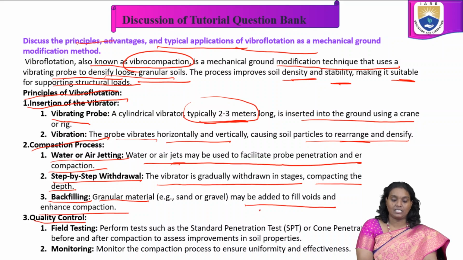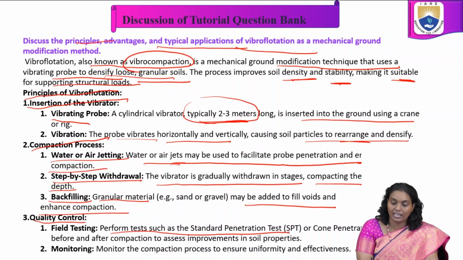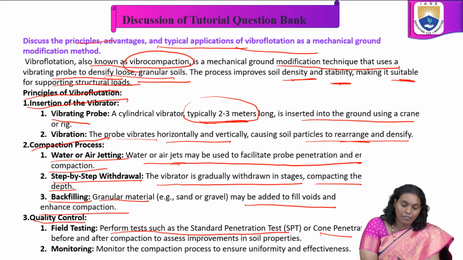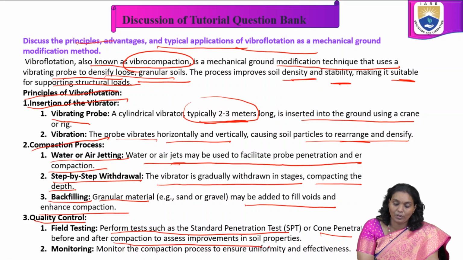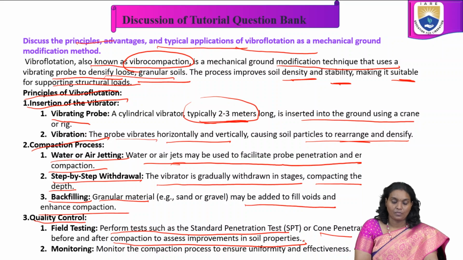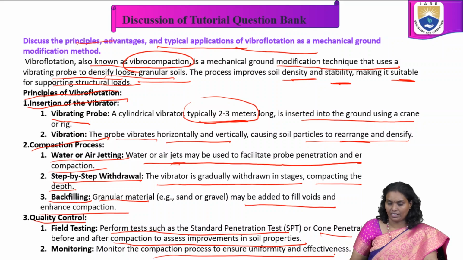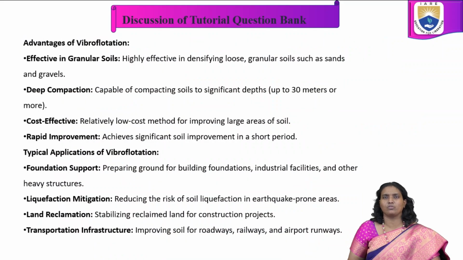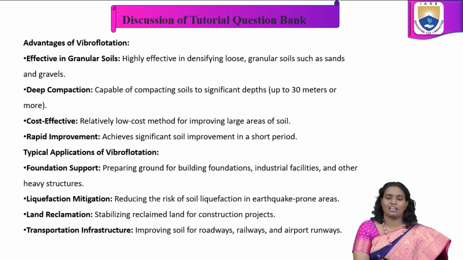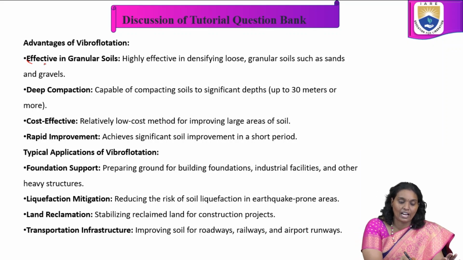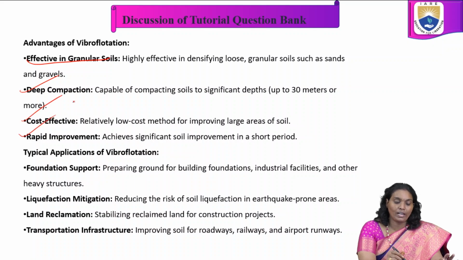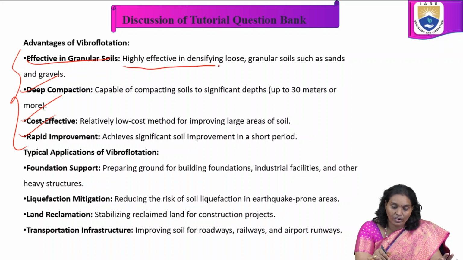Quality control, field test: perform tests such as standard penetration test or cone penetration test before and after compaction to assess improvements in soil properties. Monitoring: monitor the compaction process to ensure uniformity and effectiveness. We are following the same process. What are the advantages? Effective in granular soils, deep compaction, cost effective, rapid improvement. These are the advantages. So highly effective in densifying loose granular soils such as sands and gravels.